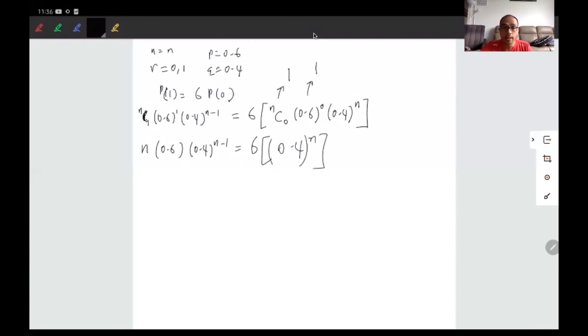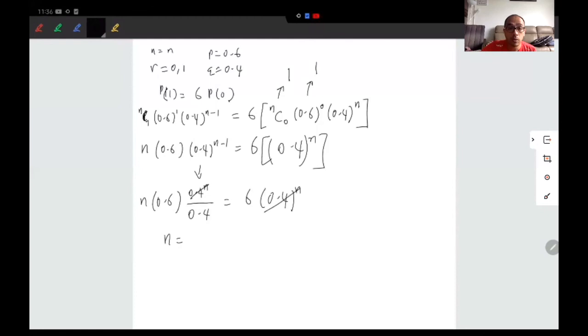Now, do I want to show you how to get the n? Fine, I can. Since this is 0.4 to the power of n minus 1, I can change this to 0.4 to the power of n over 0.4. So n times 0.6 equals 6 times 0.4 to the power of n, and this one will cancel themselves out. Then you will finally get the answer: n equals 4.